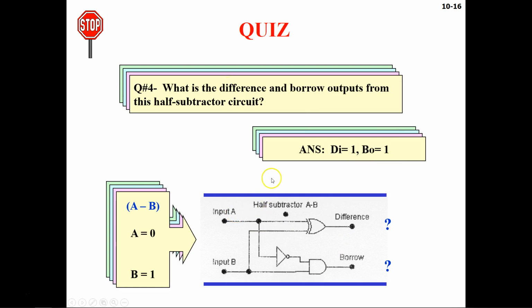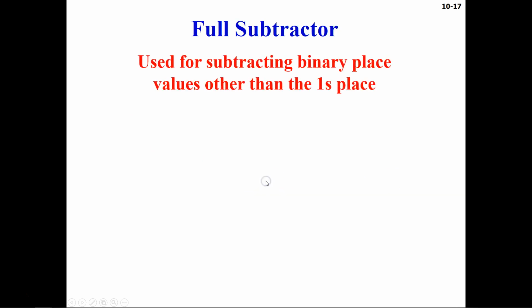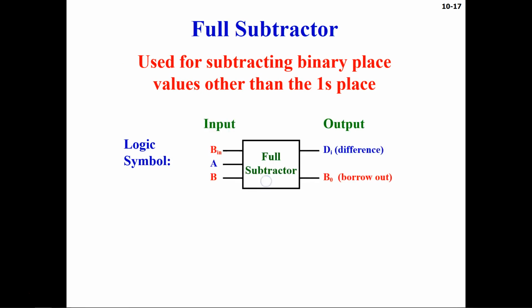Now we are going to see the full subtractor. The full subtractor is used for subtracting binary place values other than the ones place. So this is the full subtractor, and you can compare this with the full adder. This looks pretty similar. The only difference is that we have the borrow here. Now we have a borrow out and borrow in instead of carry in and carry out.